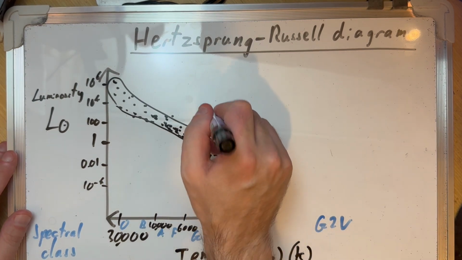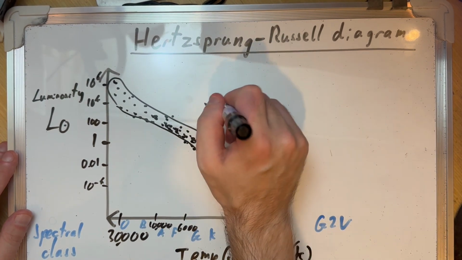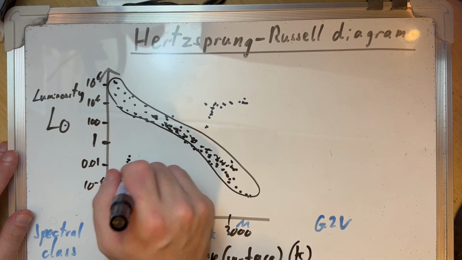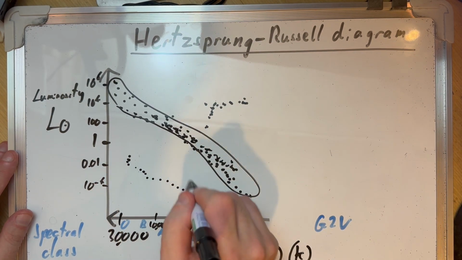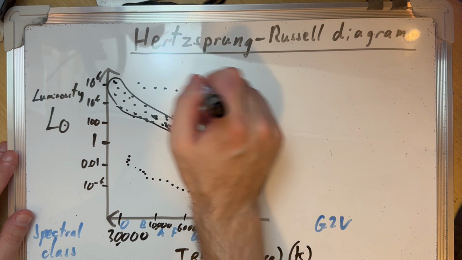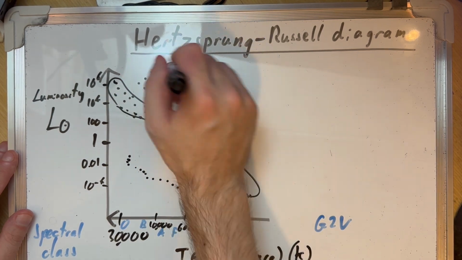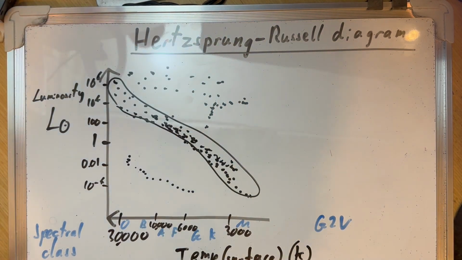Quite a few around here. Quite a few forming a line along here. And then a few up here as well. So let's try and understand what these are, and then we'll look at some uses of the HR diagram as well. So generally try to figure out what these stars are like.